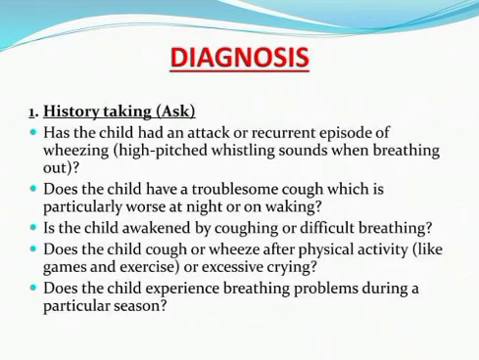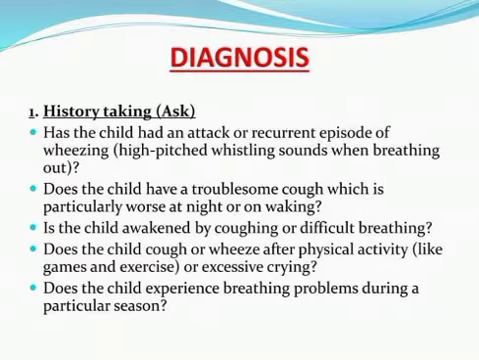Next one will be the diagnosis. How will we diagnose this asthma? First, we have to take the history. If a child is affected by asthma, we have to ask whether they have any attack or recurrent episode of wheezing, that means high-pitched whistling sounds when breathing out. Next, does the child have any troublesome cough, which is particularly worse at night or on waking? We have to ask these questions when we are taking the history on asthma.